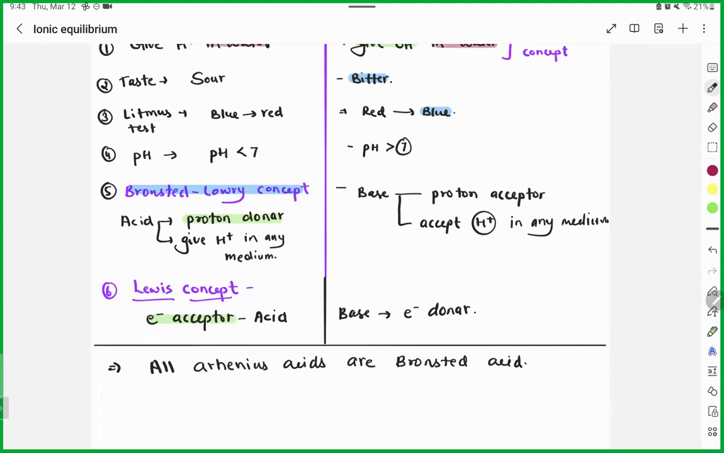Same way, all Bronsted bases are Lewis bases, because a Bronsted base accepts H positive ion in any medium, or it donates electrons to any medium. So all are electron donors, it means Lewis base. This is very important: all Arrhenius acids are Bronsted acids, and all Bronsted bases are Lewis bases.